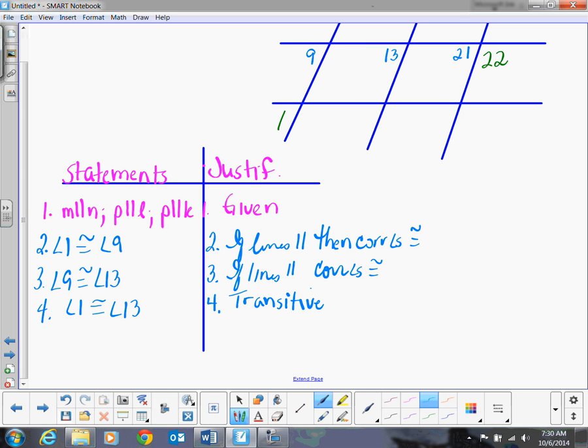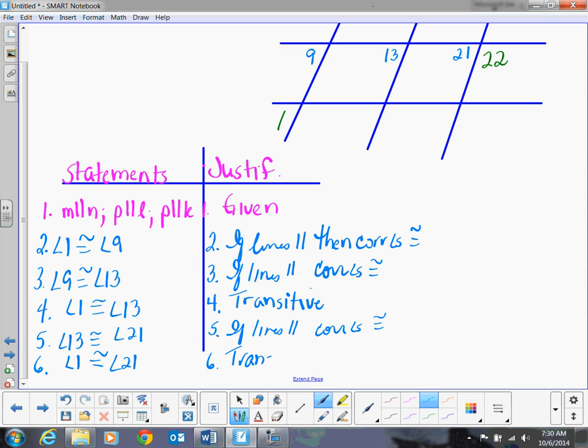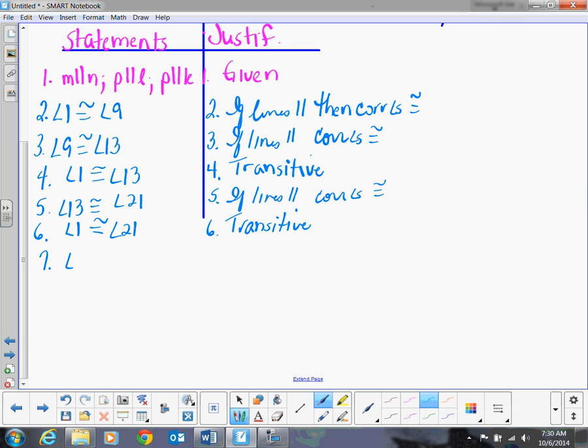Okay, and what do you know about 13 and 21? Okay, why? Okay. So now if 1 equals 13 and 21 equals 13, what do you know? Right. We're at 21. What's the relationship between 21 and 22? Excellent. And what do you know about linear pair angles? I know you know this.